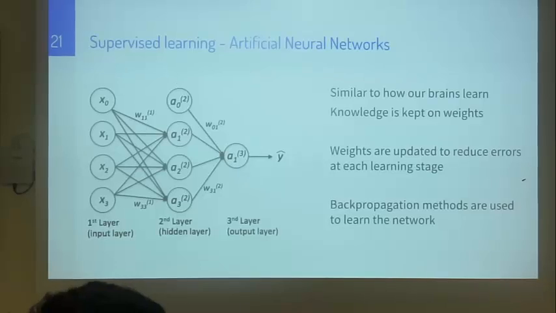Neural networks are used to classify data into classes, but sometimes you can use them for regression as well. But most of the time you use neural networks for classification problems, right?